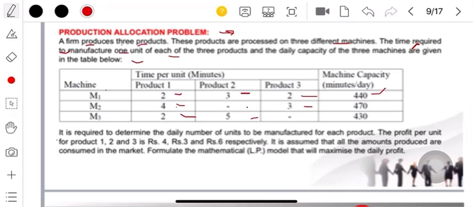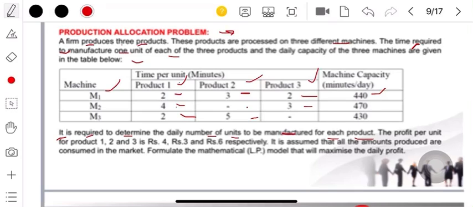So it is required to determine the daily number of units to be manufactured for each product. Okay, means we have to find how many units of product 1, how many units of product 2, how many units of product 3 should be produced per day.